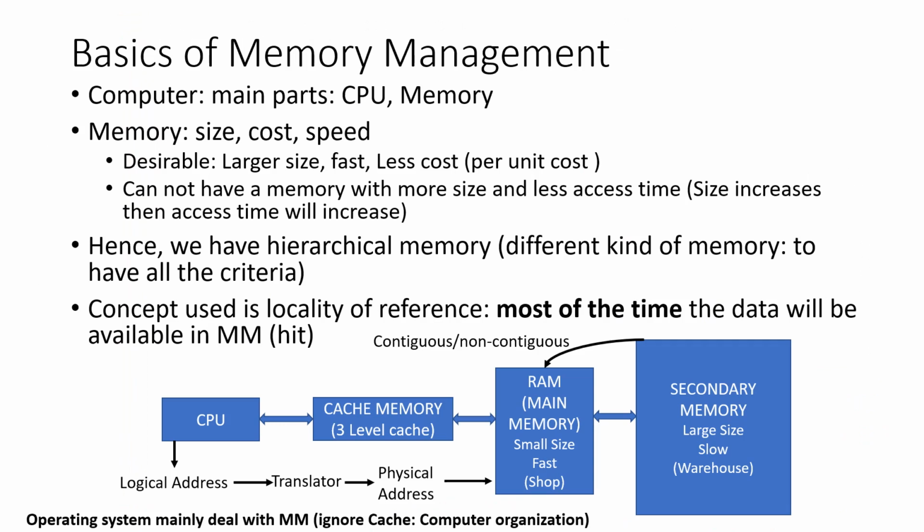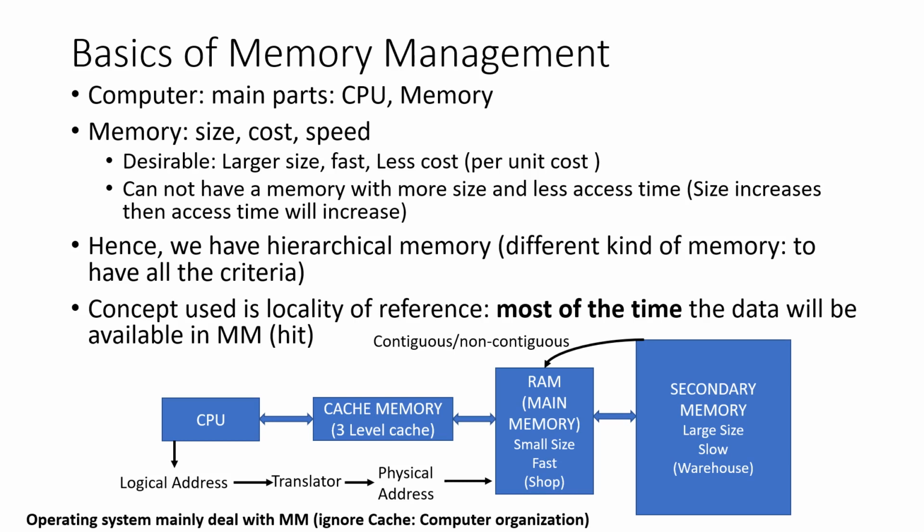Now we'll see basics of memory management. So you know that the main parts of computers are CPU and memory. And just now we have learned memory hierarchy. We cannot use a memory which has more storage capacity and less access time. We have discussed that as the size increases, cost decreases, but access time increases.